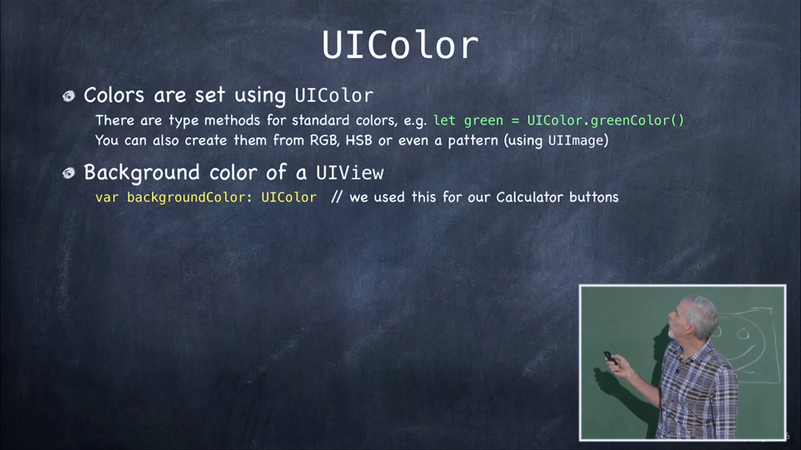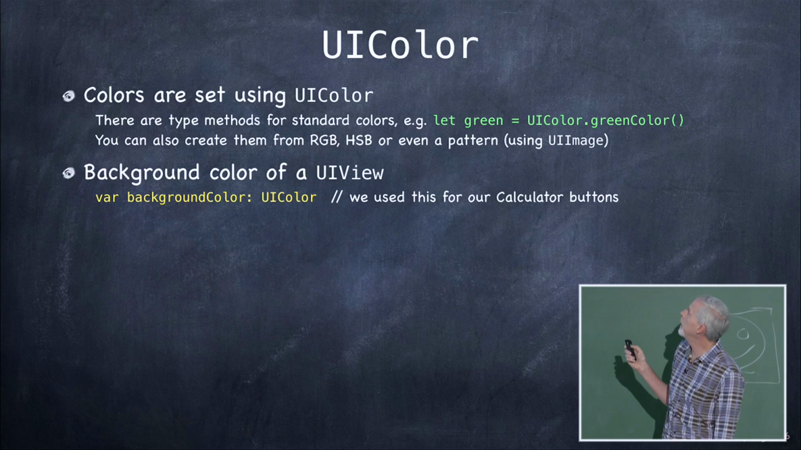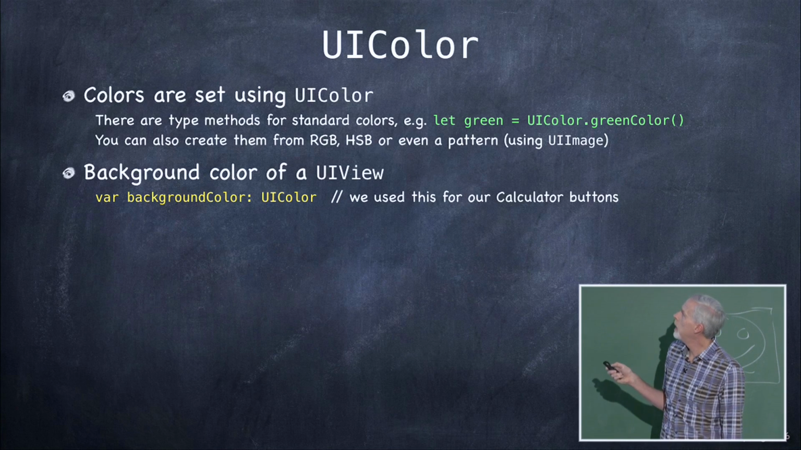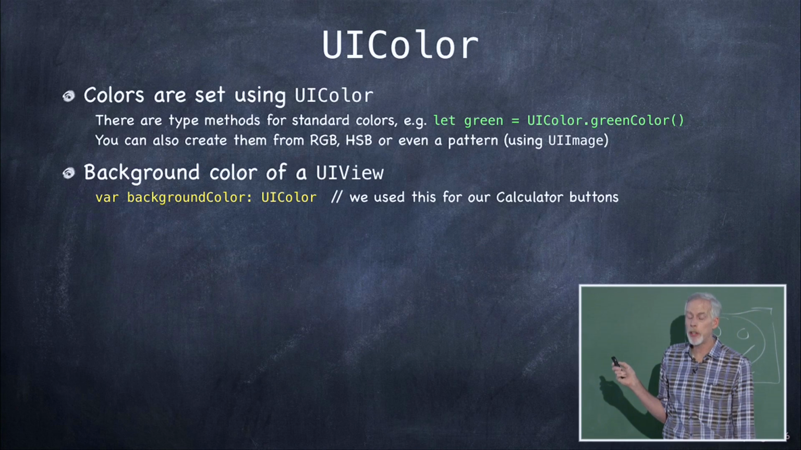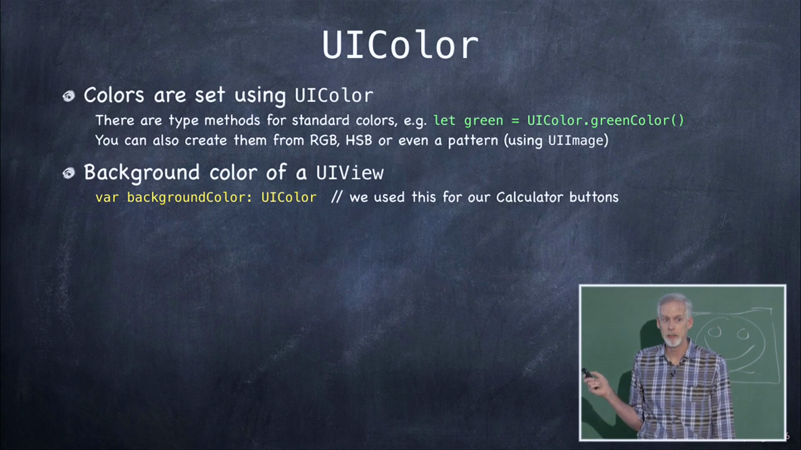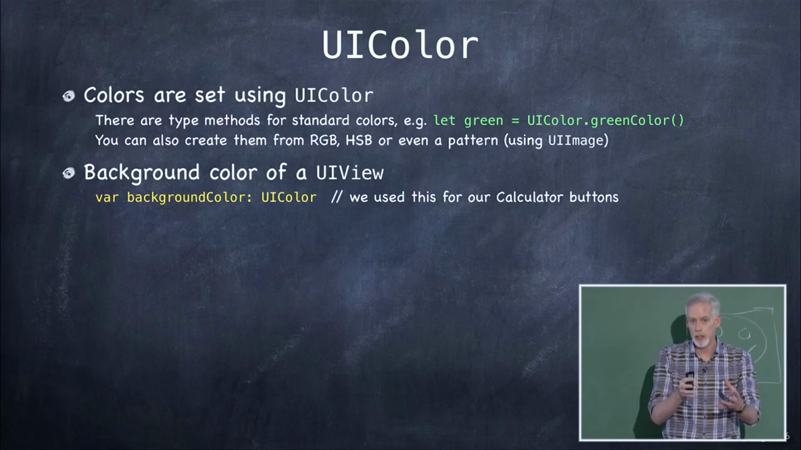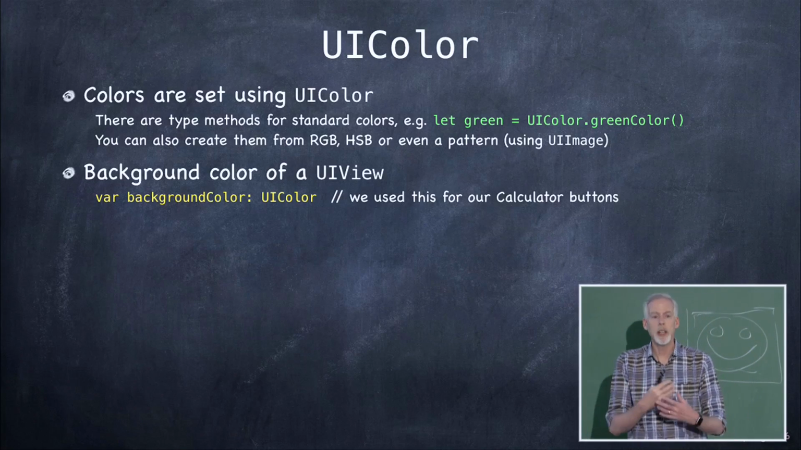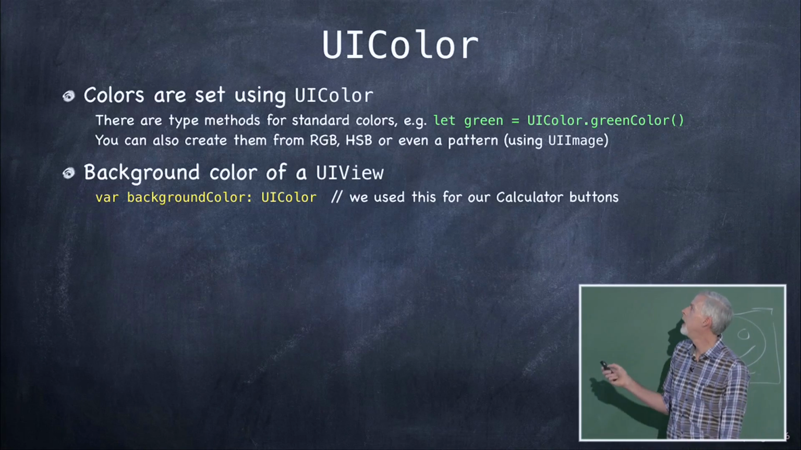By the way, you can also create colors, not just picking these well-known colors like green, but there are initializers for RGB, red, green, blue, and HSB, that's hue, saturation, and brightness. You can even create a color that's a pattern. Like some image that you have, it'll make a pattern out of it, and when it draws, it'll be drawing with that pattern. It's kind of cool.